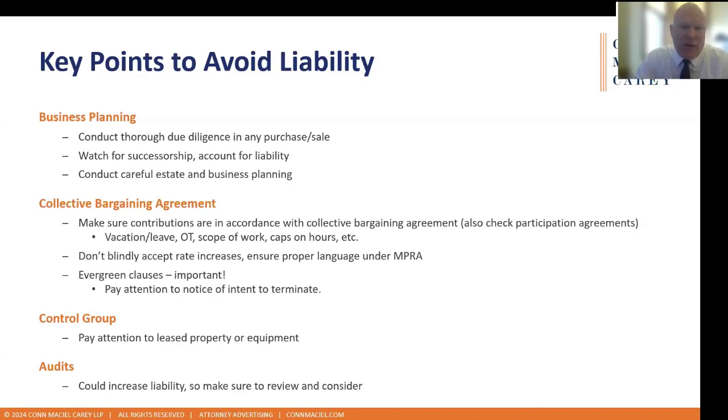Also, when you're negotiating new CBAs with the union, don't just blindly accept whatever they say the rate increases are. It may be the case, and it certainly has been the case in the last 10, 15 years, that the pension funds would show up and say, well, we have a rehabilitation plan and here's the rates. Like there was no negotiation. This was it. It was handed down from on high. And that may be the case, but if you're going to be stuck with that, you need to ensure that in your CBA, there's proper language.